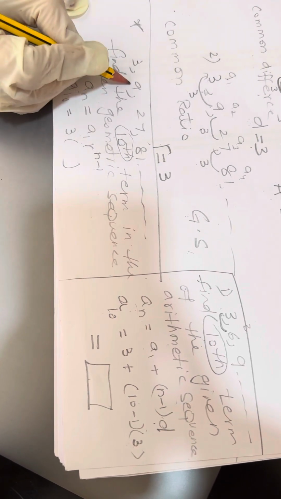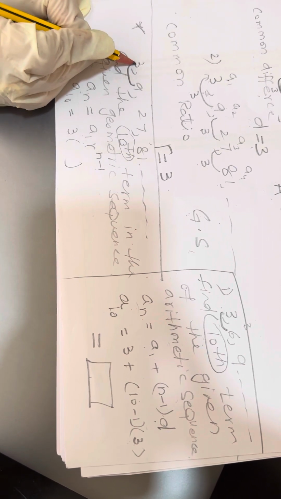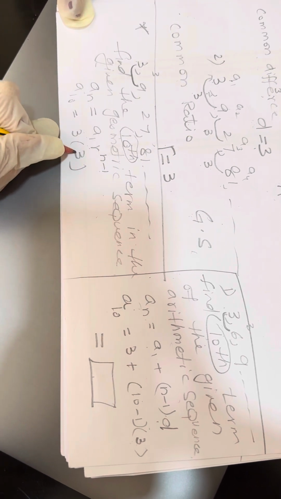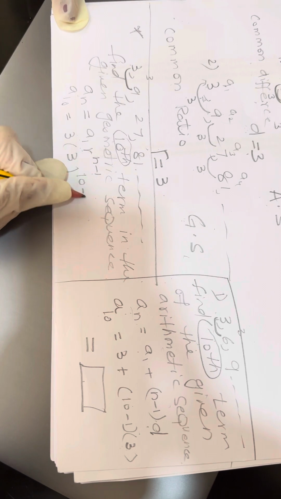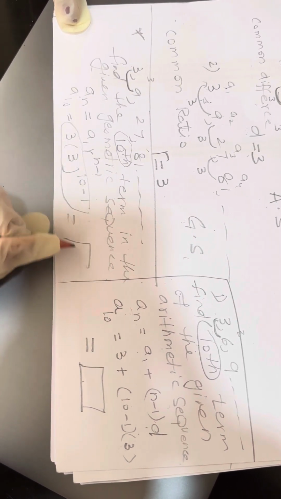So how can you find the common ratio? a2 divided by a1. So 9 divided by 3, which is 3. So here r is 3. And n is what? 10. 10 minus 1. Then give this to the calculator and you will get your answer. Okay, this is for the term.